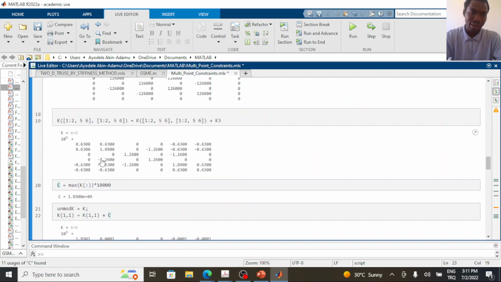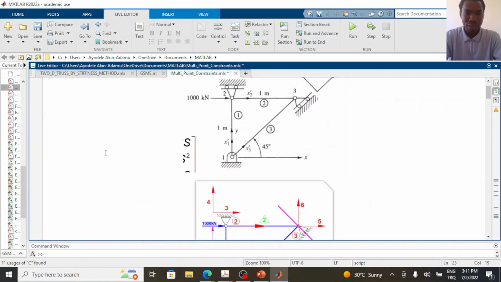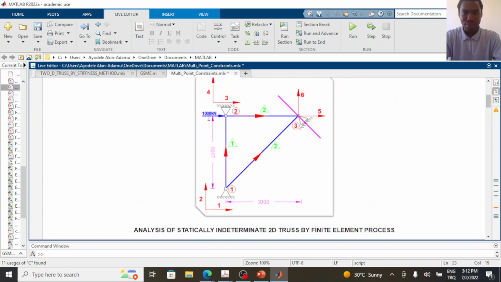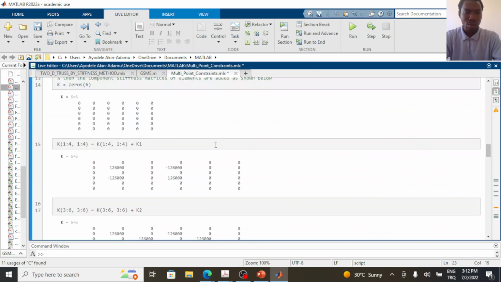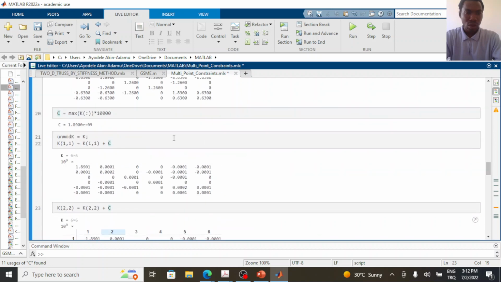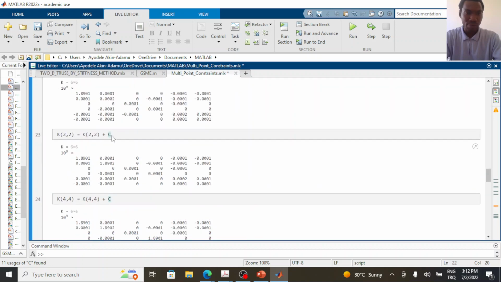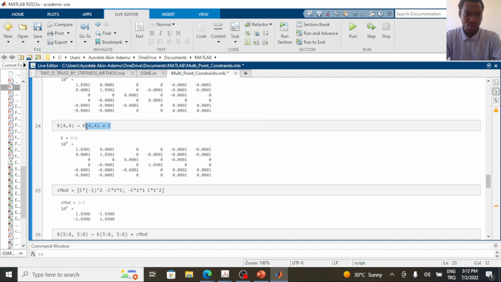At position 3,3, there's no support degree of freedom at that point. So that's why C was not added at this point. The support degree of freedom at the third degree of freedom is free. So that degree of freedom is unmodified. So we're only modifying 1, 2, and 4. So that's what I did here. This is for 1, this is for 2, and this is for 4.